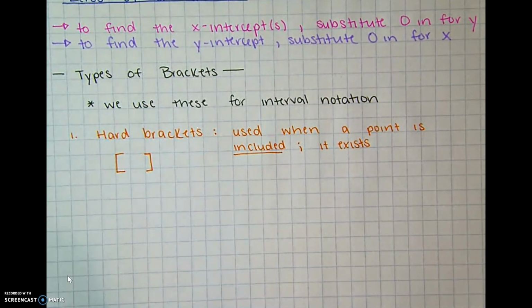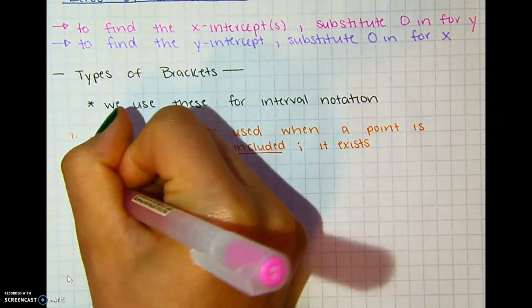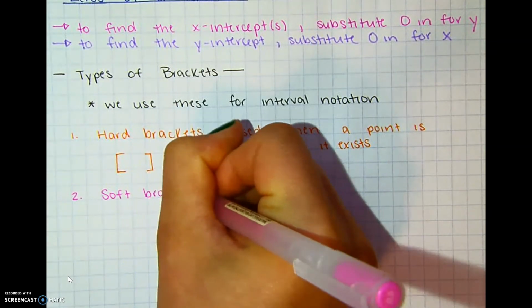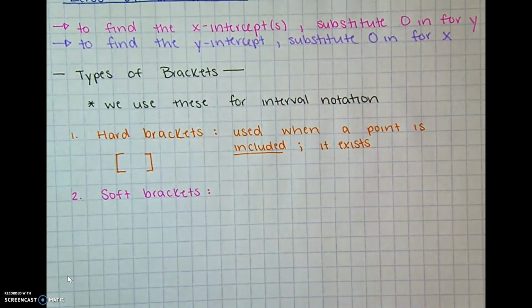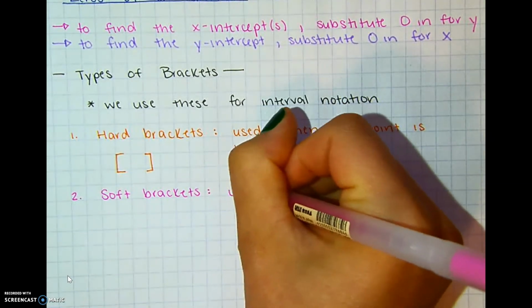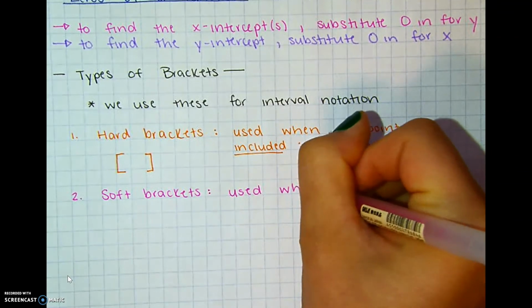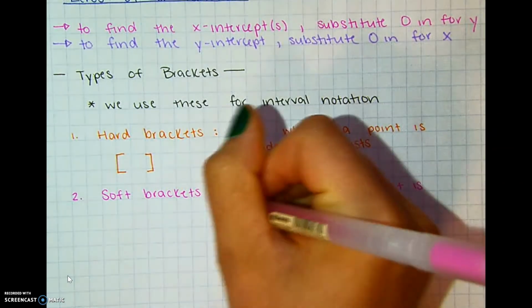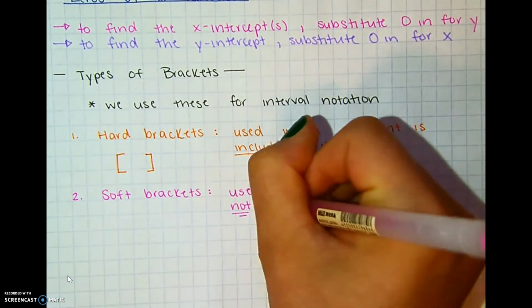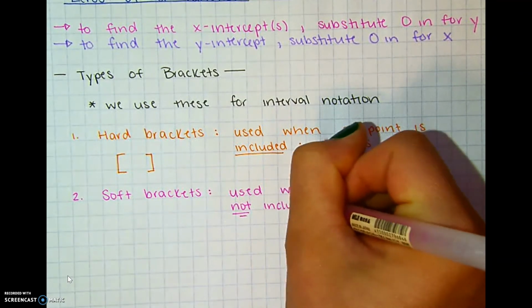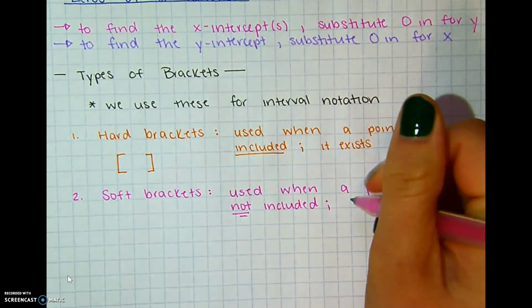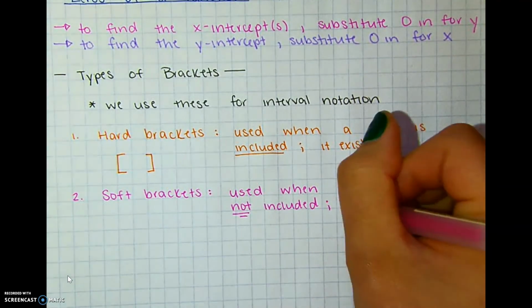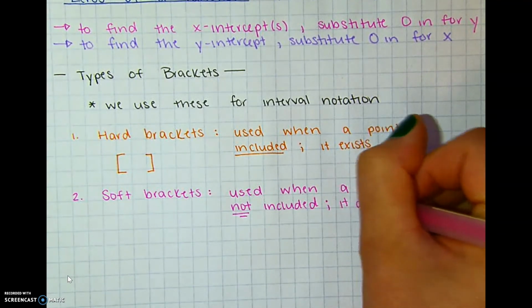The second kind is a soft bracket. Okay, and you could probably guess the definition. So it's used when a point is not included. So it doesn't exist, or it doesn't make sense, which we'll talk about.